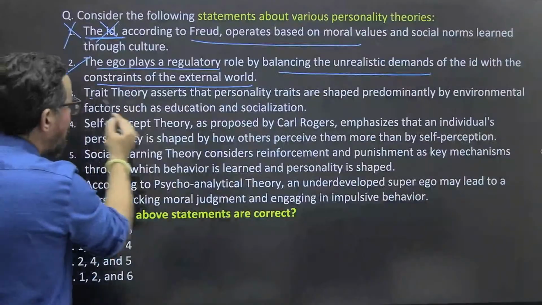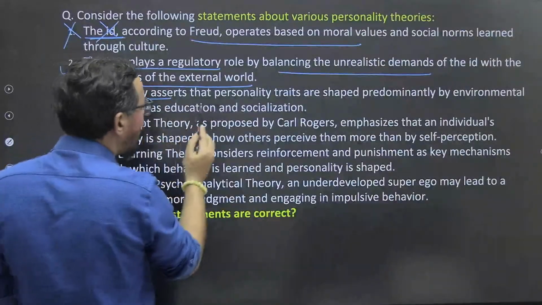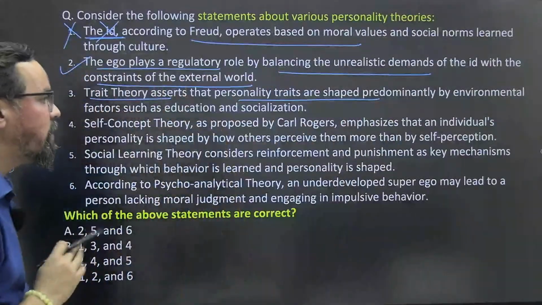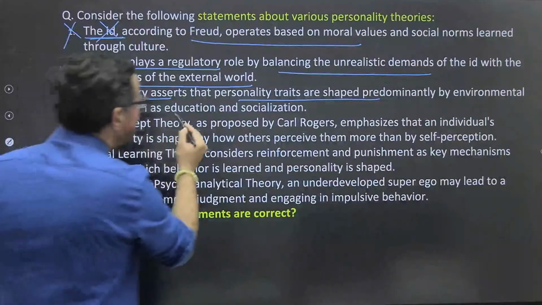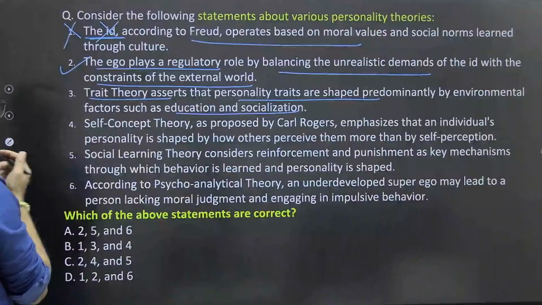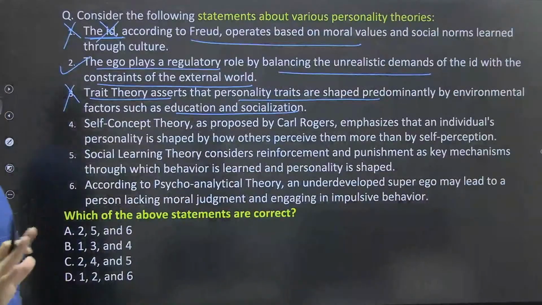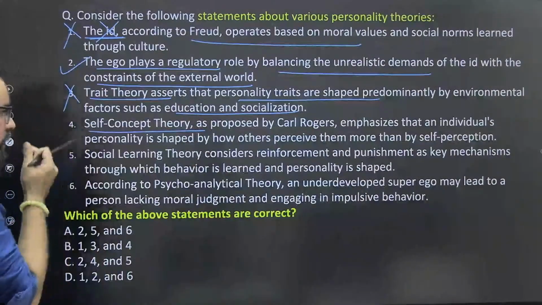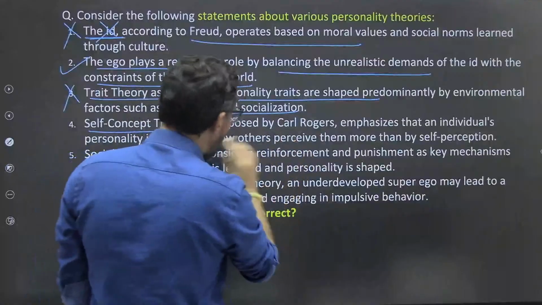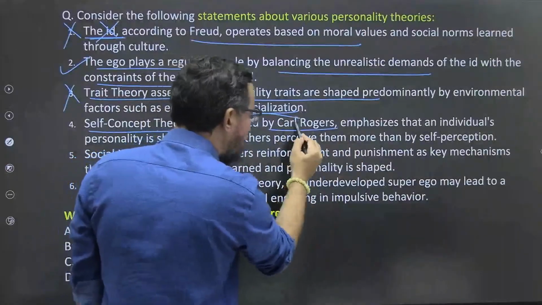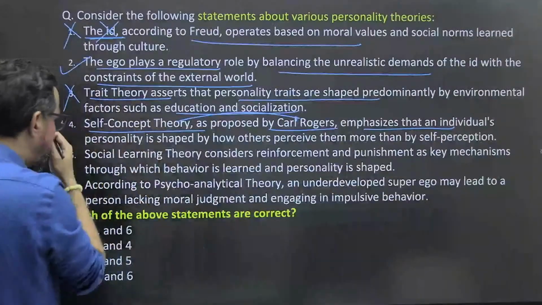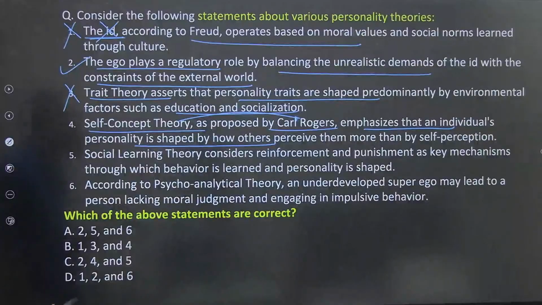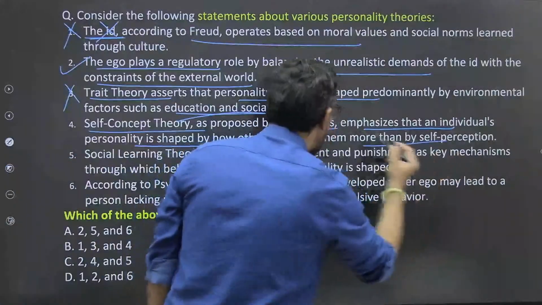Next one आपका trait theory. Gordon Allport trait theory, that personality traits are shaped predominantly by the environmental factors such as education and socialization. So we have internal and external both factors आपका, not only environmental factors. Self concept आपका, sorry, it is proposed by Carl Rogers, emphasizes that an individual's personality is shaped by how others perceive them more than by self perception. No, it is more than आपका self perception, not others आपका, ठीक है.